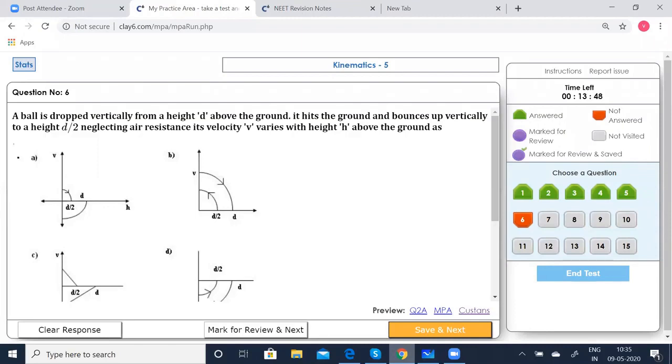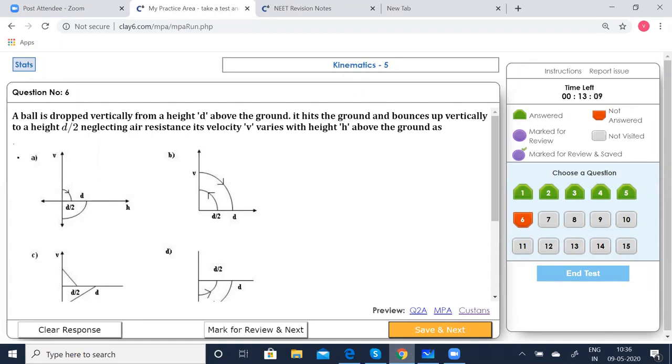Now, at h equal to d, the velocity is at the maximum height, so the velocity is going to be 0. Now, since it is going in the downward direction, g is going to be negative, so you can take the velocity to be negative. Its negative value keeps on increasing. Since it is going in the downward direction, you can take it. So at h equal to 0, the velocity gets reversed.